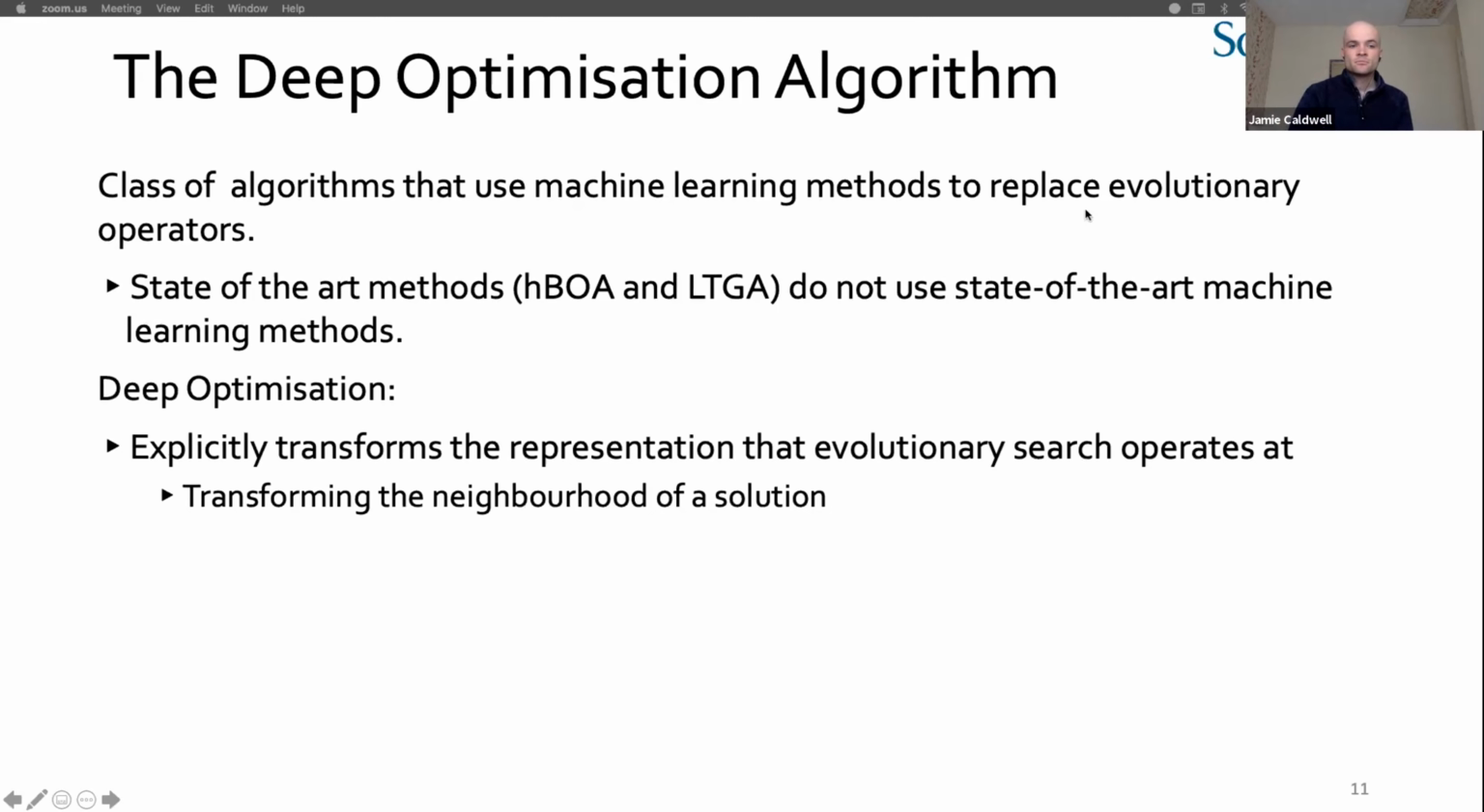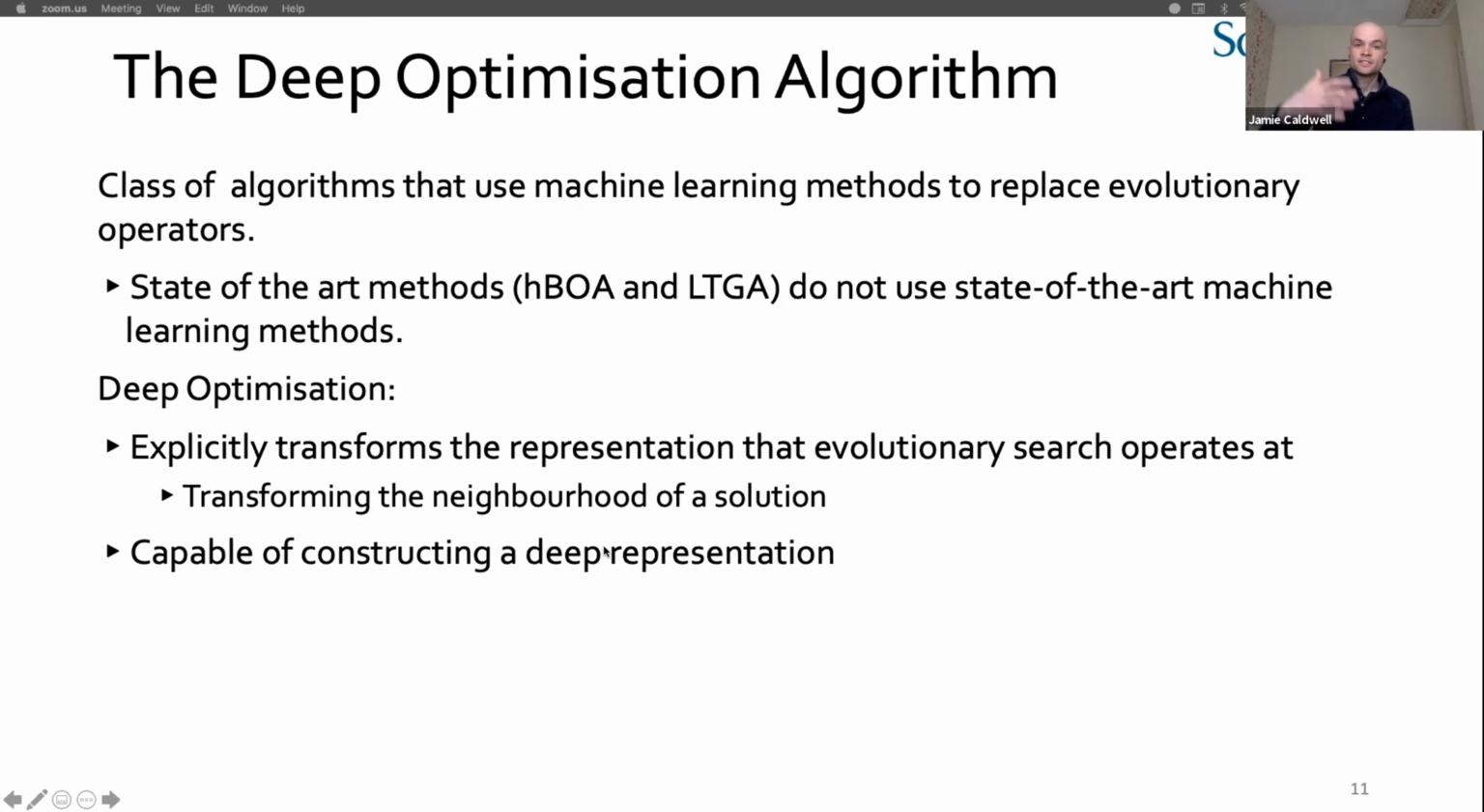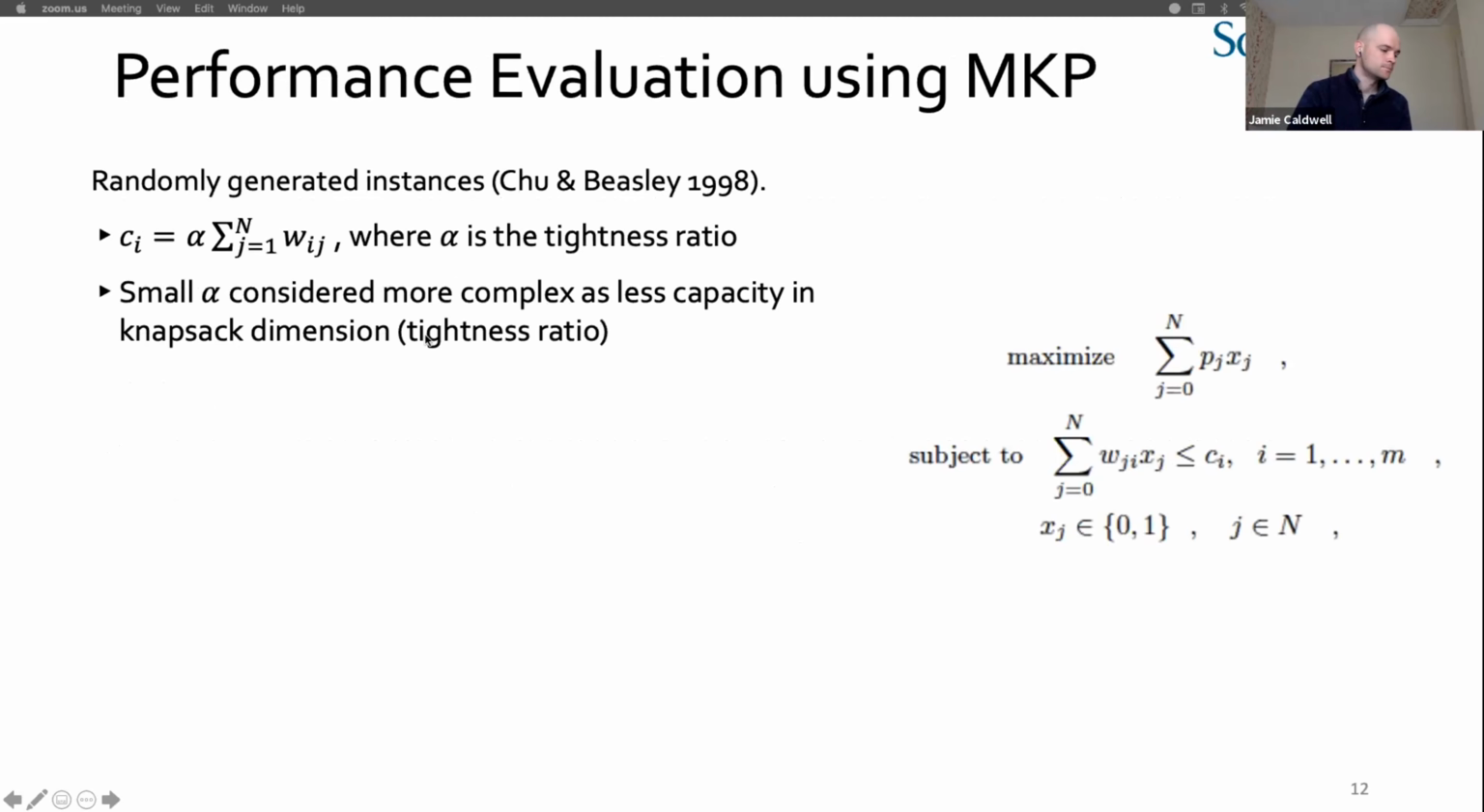Deep optimization's unique contribution is its ability to explicitly transform the representation of a solution, and therefore allow evolutionary search operators to operate in a new reorganized space. And further, it's capable of constructing a deep representation. So now we move on to exploring how this benefits the community of these types of optimization algorithms.